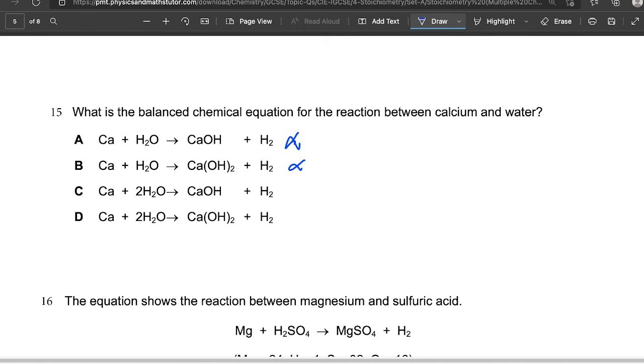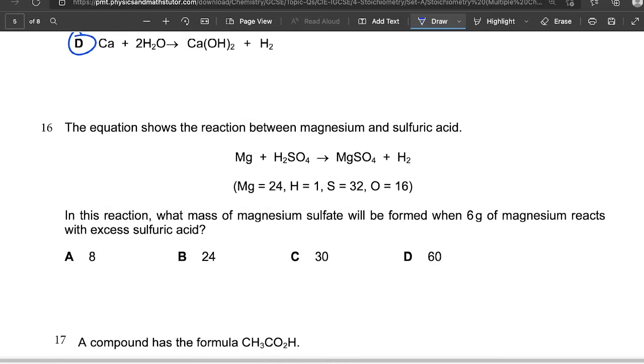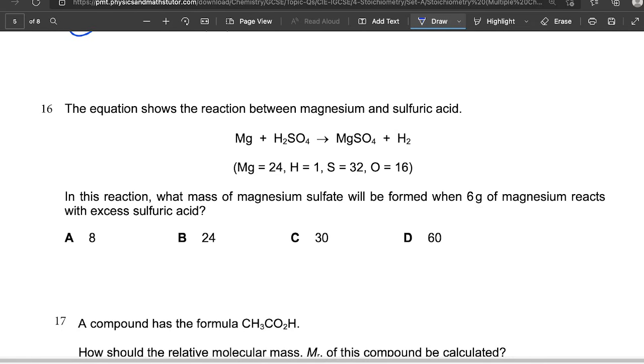Here we have 1 calcium, here we have 1 calcium, here we have 4 hydrogen, here we have 4 hydrogen. We have 2 oxygen, we have 1 oxygen. This is wrong. 1 calcium, 1 calcium, 4 hydrogen, 4 hydrogen, 2 oxygen, 2 oxygen. D is the correct answer to this. Such an easy question. These questions are quite easy. I don't know if it's always this easy, but they're quite easy.